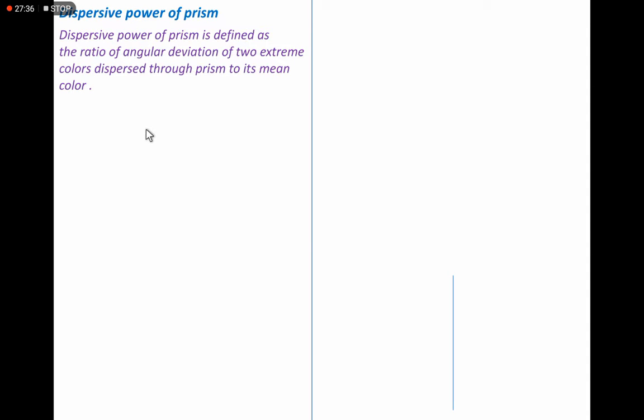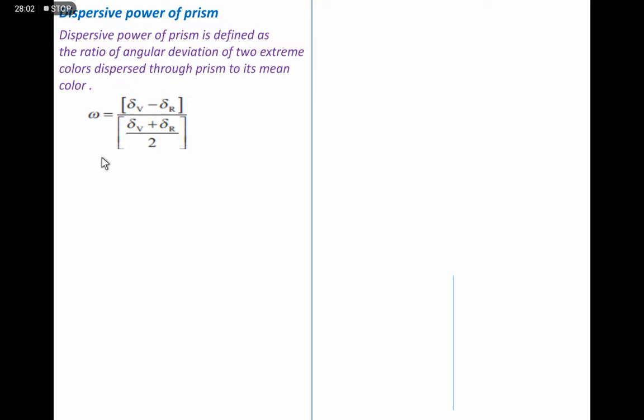Now the next important definition is the dispersive power of the prism. It is denoted by the letter omega. Dispersive power of the prism is defined as the ratio of the angular deviation between the two extreme colors dispersed by the prism to its mean color. The mean color is the yellow color. So we'll write the equation: this is the angular separation between violet and red color, and its mean color is the yellow color.